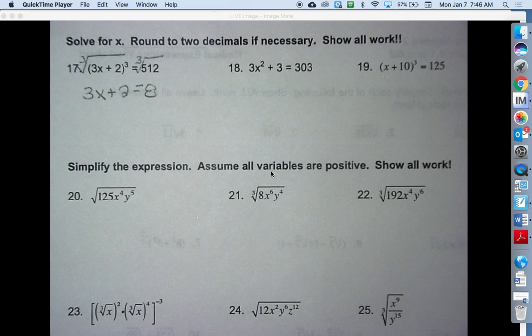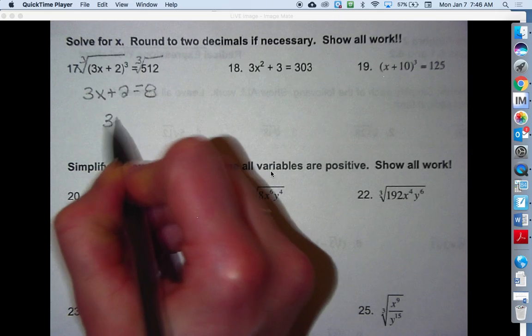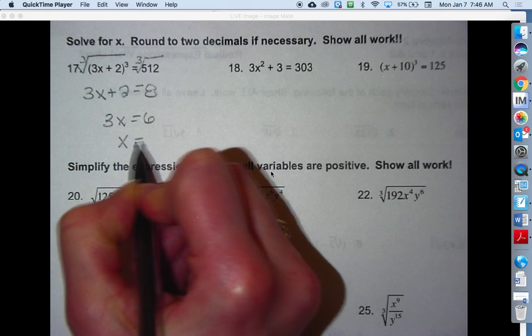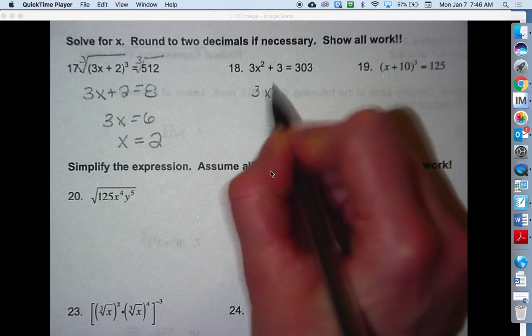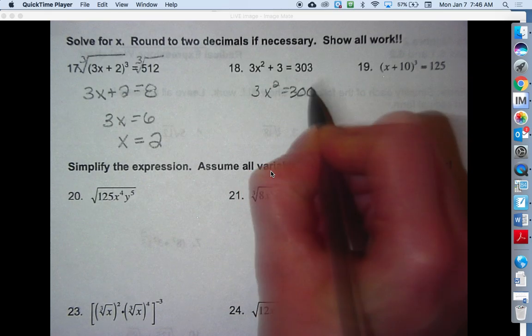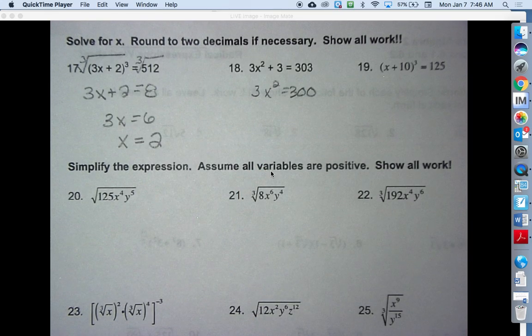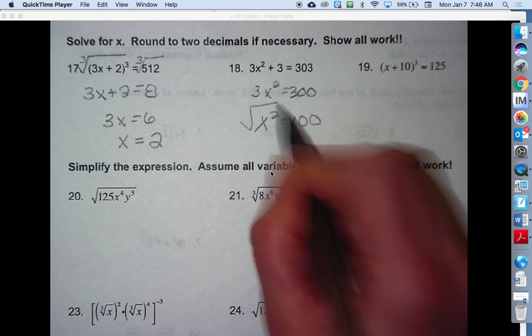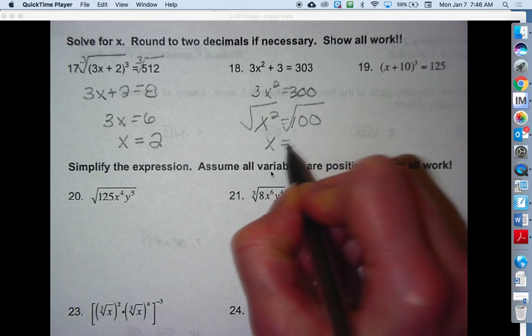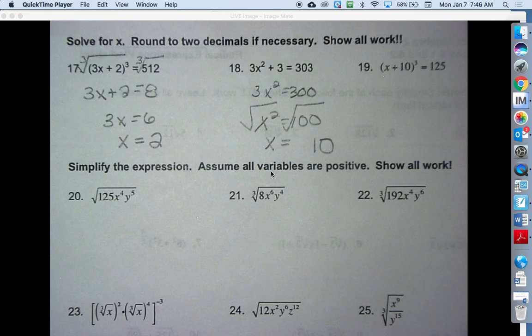And then you would take the 2 to the other side. You get 6. You divide by 3, and you just get x equals 2. However, in number 18, you're going to take the 3 to the other side because you're isolating whatever's squared. You divide by 3. And then you take the square root, but this answer is not 10.